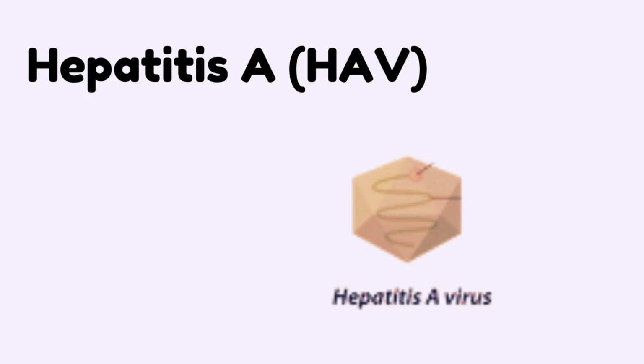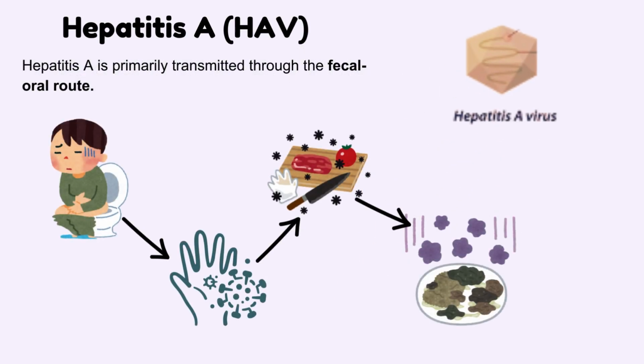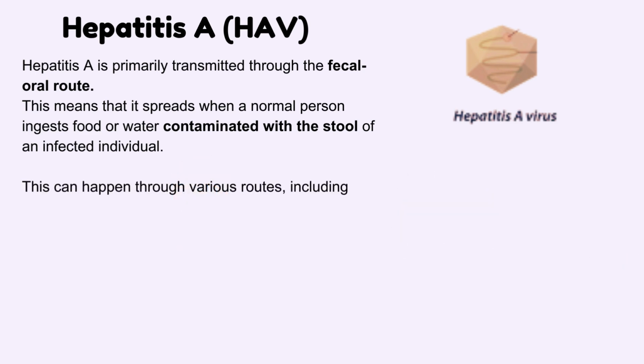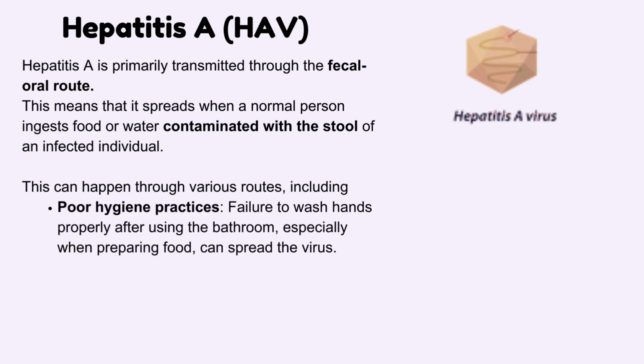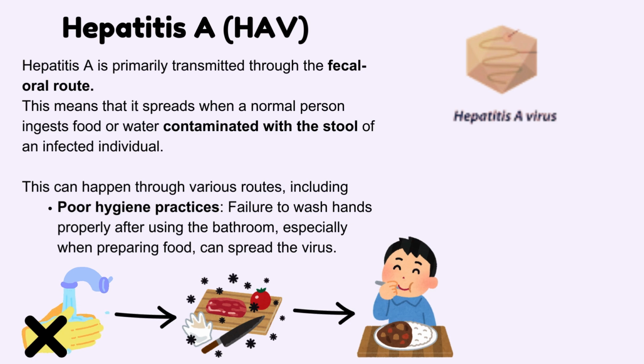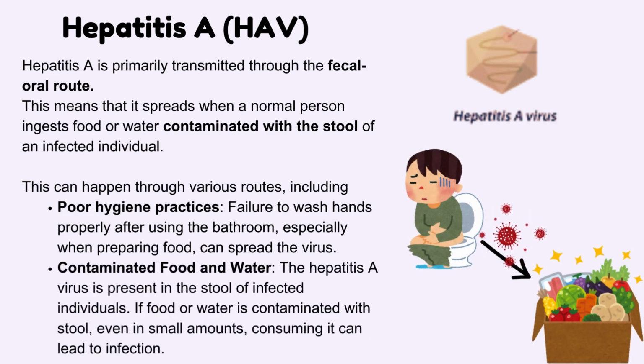Hepatitis A, HAV. Hepatitis A is primarily transmitted through the fecal-oral route. This means that it spreads when a normal person ingests food or water contaminated with the stool of an infected individual. This can happen through various routes, including poor hygiene practices. Failure to wash hands properly after using the bathroom, especially when preparing food, can spread the virus. Contaminated food and water: the hepatitis A virus is present in the stool of infected individuals. If food or water is contaminated with stool, even in small amounts, consuming it can lead to infection.